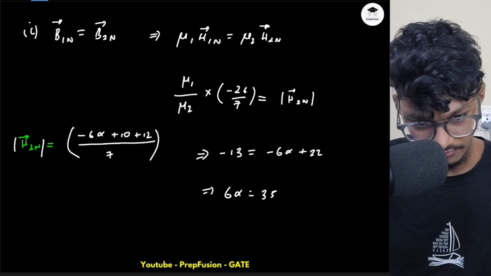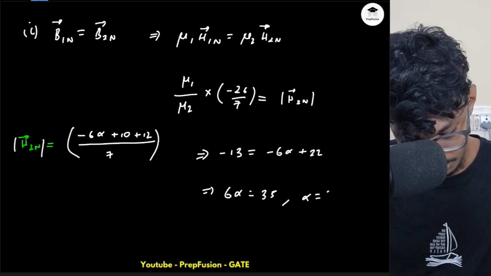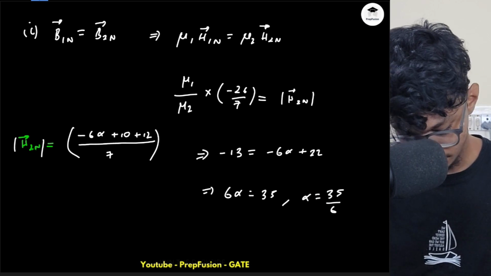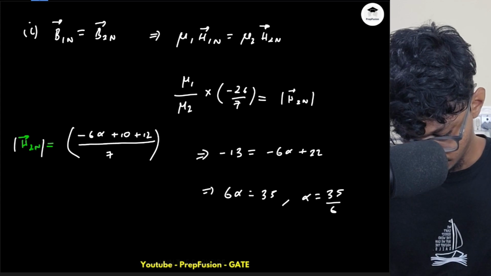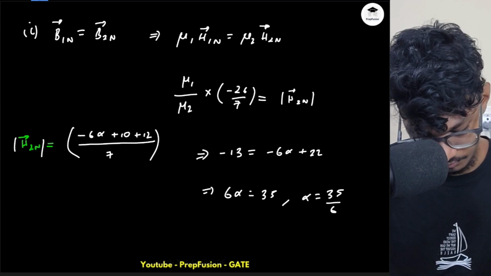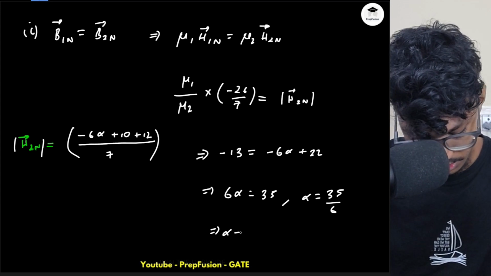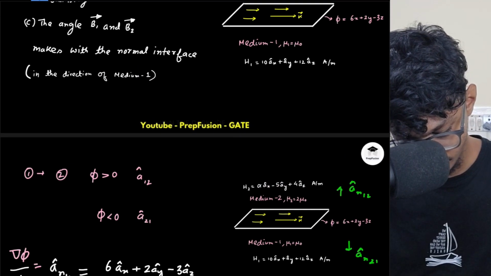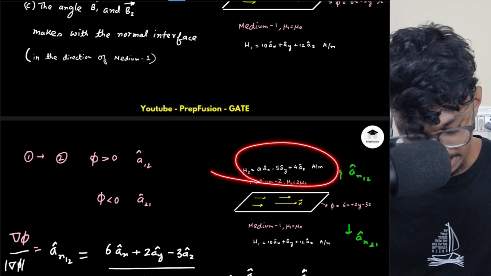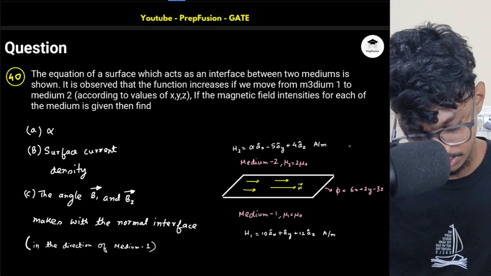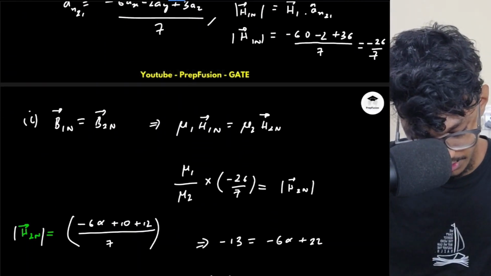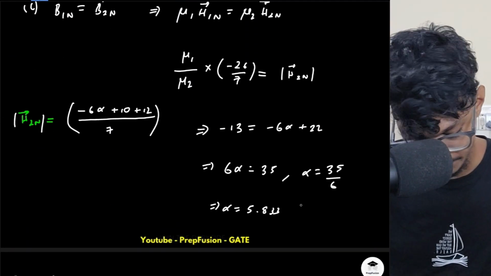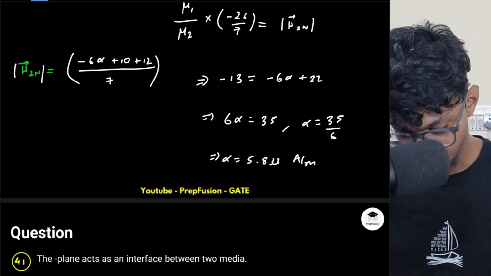Okay, and your alpha will come out to be 35 by 6. If I do 35 by 6, I will get 5.833. And will it be unitless? No, right? It won't be unitless, because it is the same unit as magnetic field intensity, which is in ampere per meter. So it will be ampere per meter. So first one is solved.